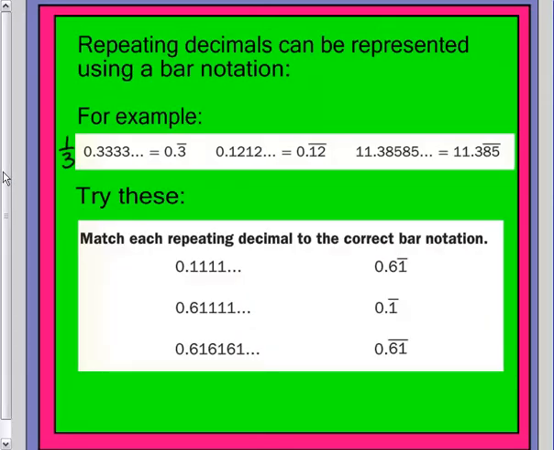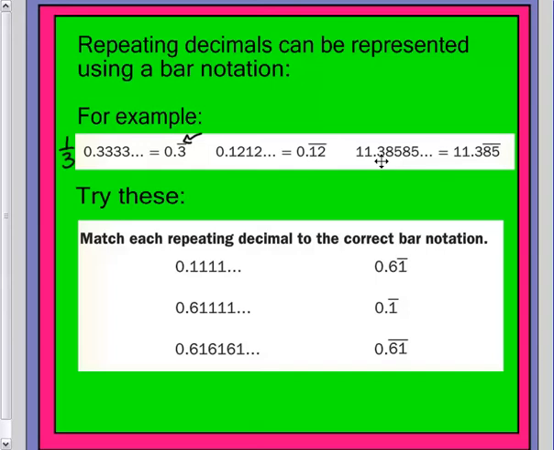The first example uses bar notation. If they are repeating decimals, for example, 1/3 could be written as 0.3 repeating on forever, or it can be written as 0.3 with a bar over the 3. This bar notation tells us that it's repeating. Here we see a 1, 2 repeating, 1, 2, 1, 2. So we could write it as 0.12 with a bar over the 12.